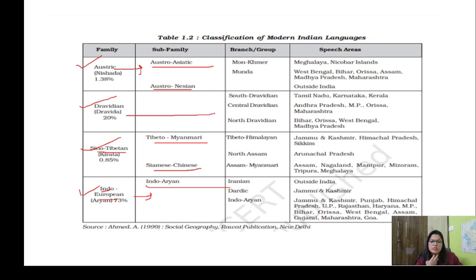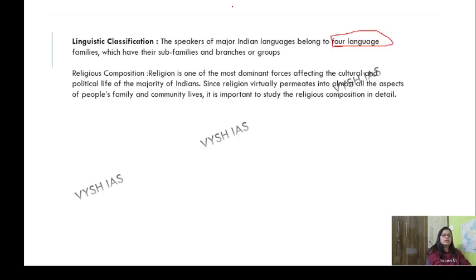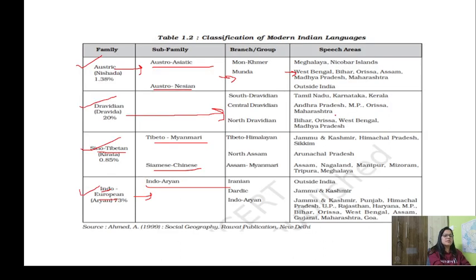And when you come to Dravidian, you must have studied Dravidian architecture and all. See, all the subjects are interlinked. If you focus on one subject, you'll be able to connect it somewhere or the other. Then just look at these branches. This will give a good fact base to your answer. You can write it under linguistic classification, how India has its languages and where they belong. Almost all the aspects you can cover this way. And when you talk about Indo-Aryan, it's also outside India, like the Jammu Kashmir side.